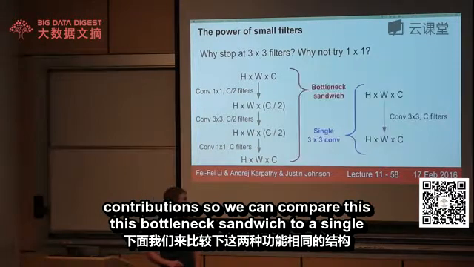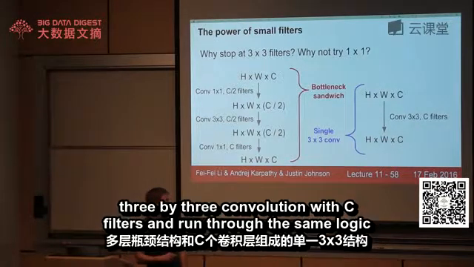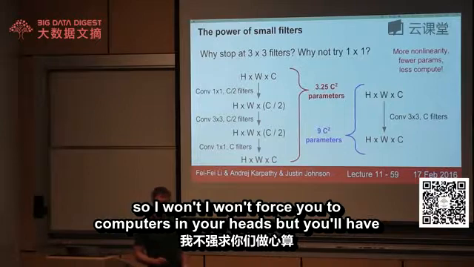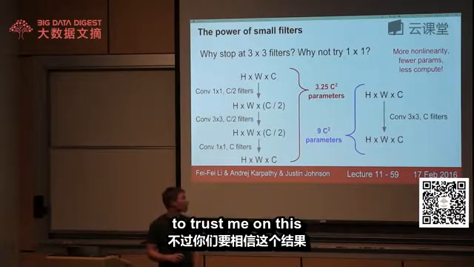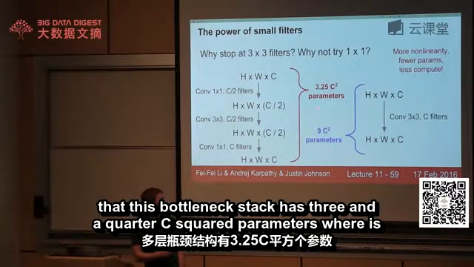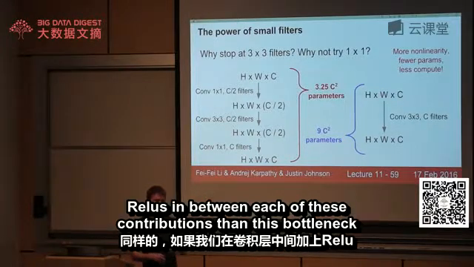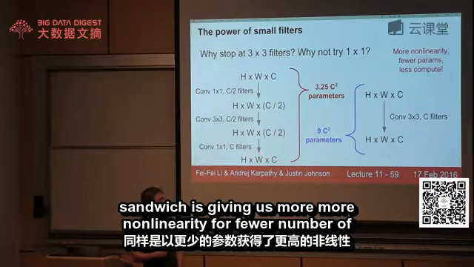So we can compare this bottleneck sandwich to a single 3x3 convolution with C filters and run through the same logic. I won't force you to compute this in your heads, but you'll have to trust me on this, that this bottleneck stack has 3¼ C² parameters, whereas this one over here has 9 C² parameters. And again, if we're sticking ReLUs in between each of these convolutions, then this bottleneck sandwich is giving us more nonlinearity for a fewer number of parameters.